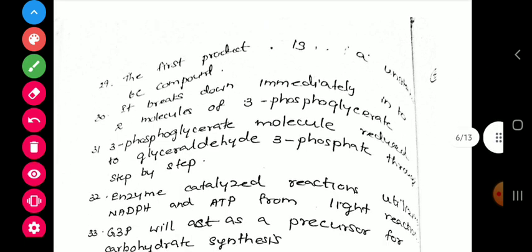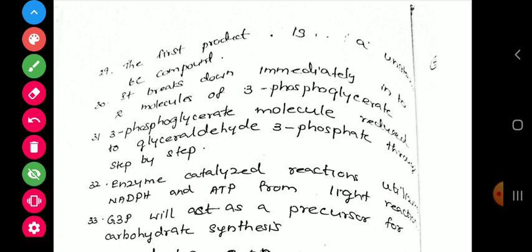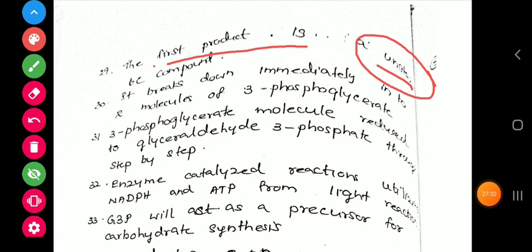Right, the next point. The first product is an unstable compound, which is a 6 carbon compound. The word is unstable, right? And therefore, as it's unstable, what happens? It breaks down immediately into 2 molecules of 3-phosphoglycerate.